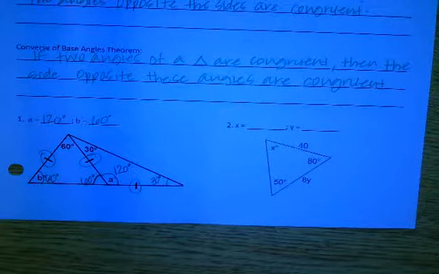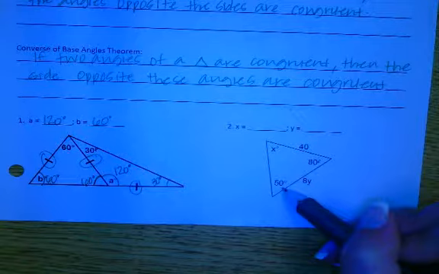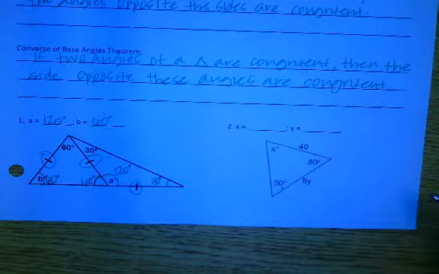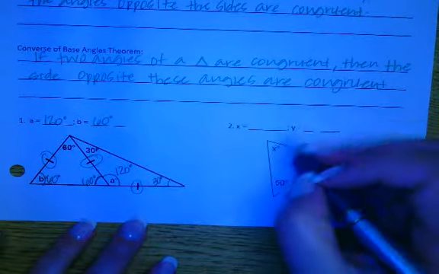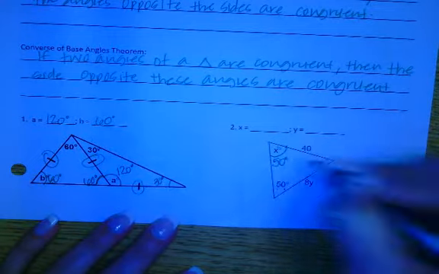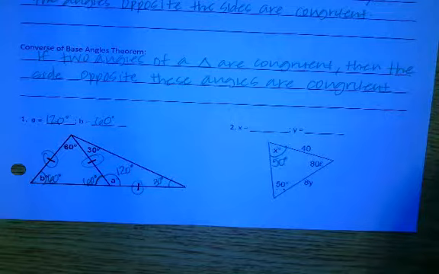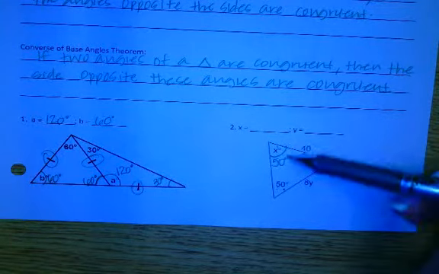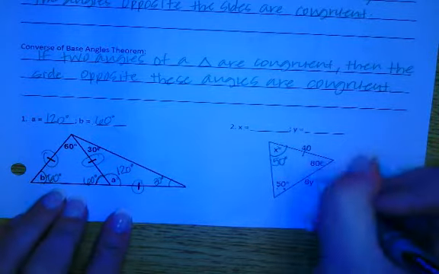Number 2. I know that this is 80 and I know this is 50. Together, the sum for all three of these has to be 180. So how many degrees are left in angle X? 50, which makes this an isosceles triangle because we have two angles that are congruent. If you have two angles congruent, then by the converse theorem, you have two sides congruent.